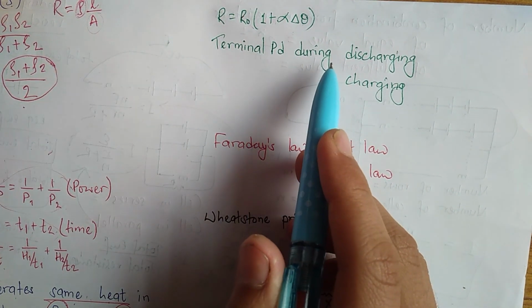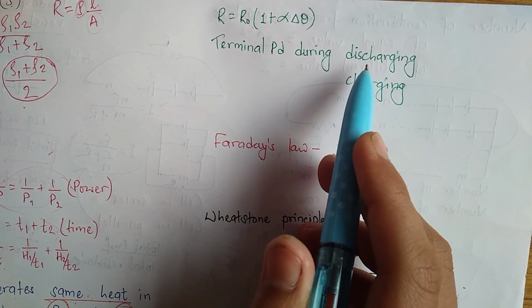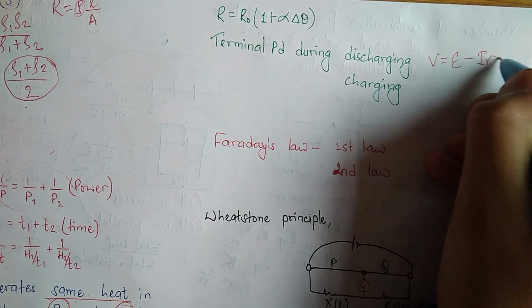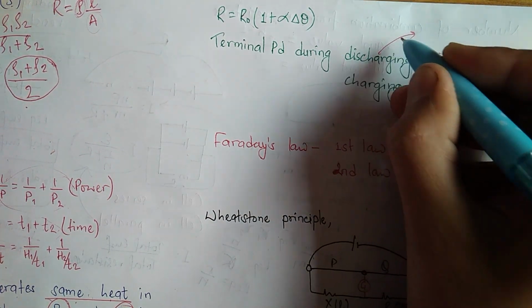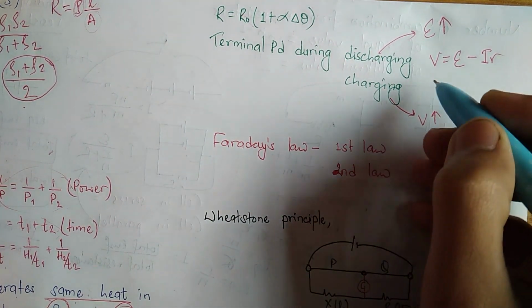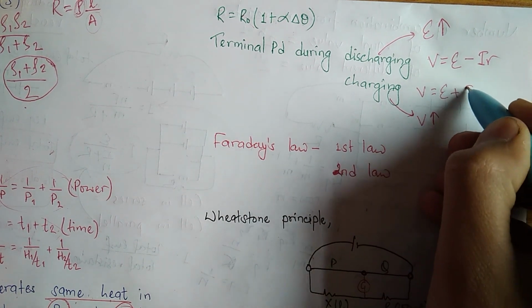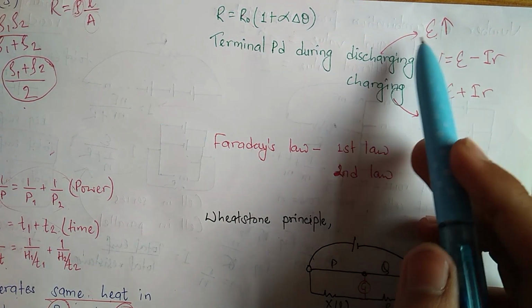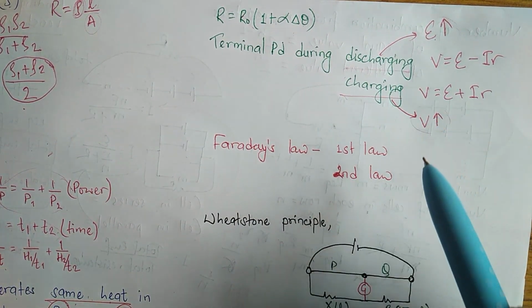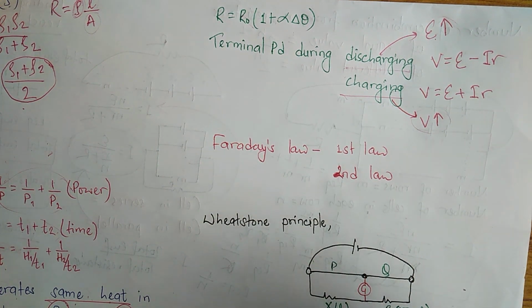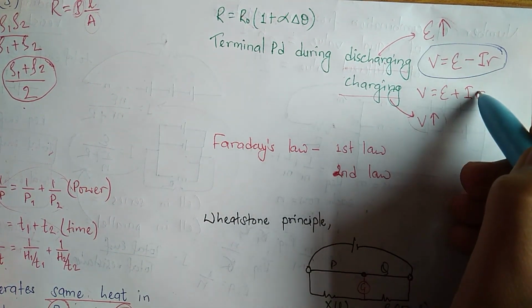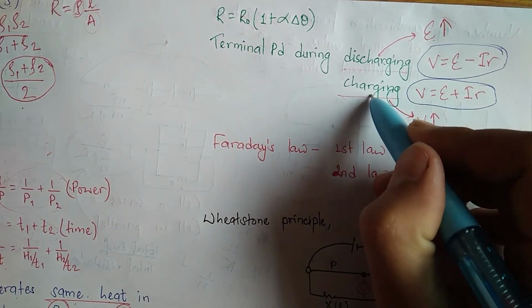Then terminal PD during discharging will be V is equal to E minus IR. When it is discharging, E will be large, EMF will be high. When it is charging, V will be large, so V is equal to E plus IR. When it is charging, potential difference will be high. So E is equal to V plus IR in discharging case, V is equal to E plus IR in charging case.